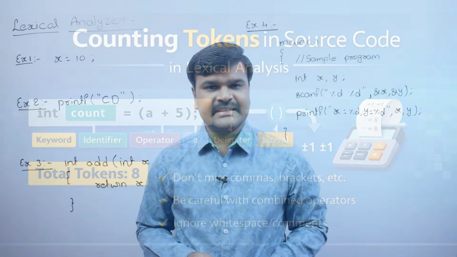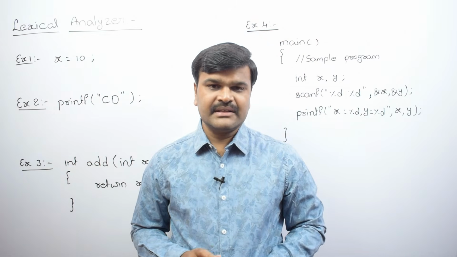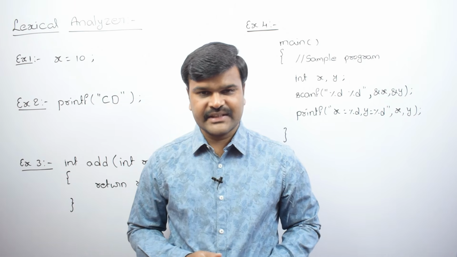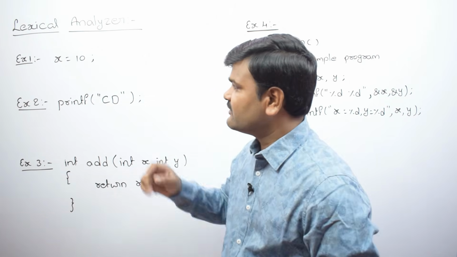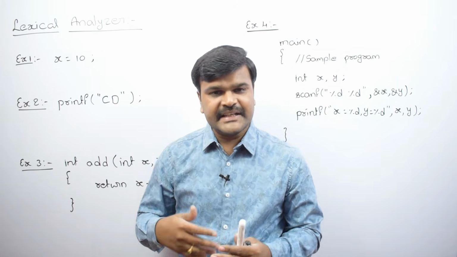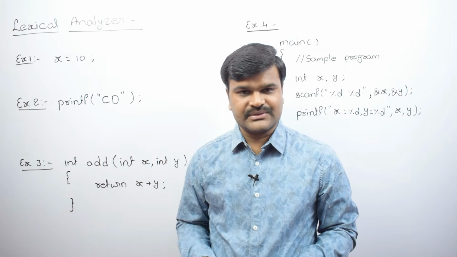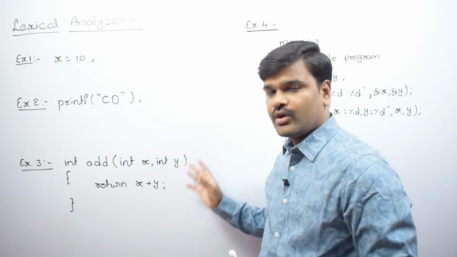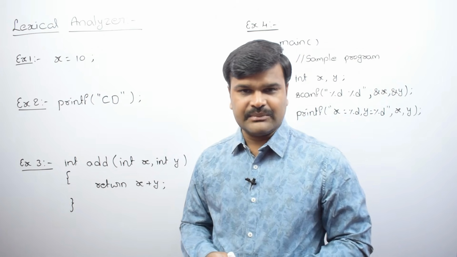So, now let us see the total number of tokens for a given source code. For example, if you take the first example, how many tokens are there here? Many times we are going to have questions on this, that is why let us see all the different types of examples.